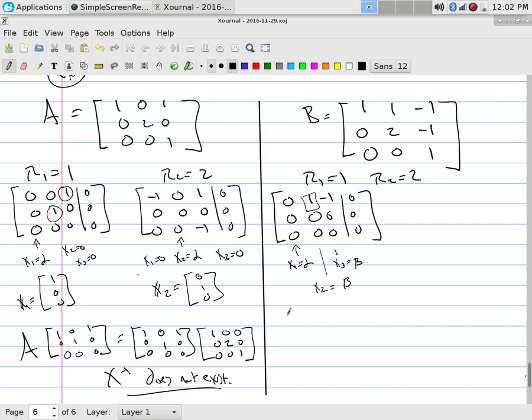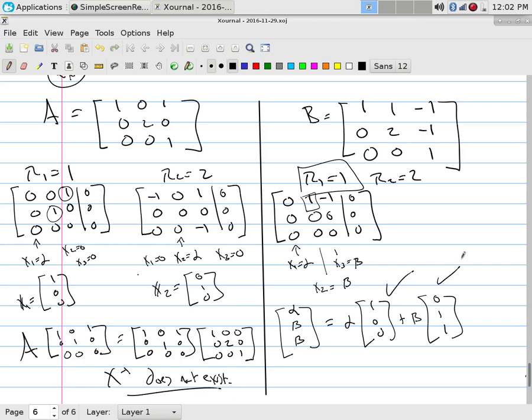So what do I get? I get alpha, beta, beta. But how do I write that? That's alpha times 1, 0, 0 plus beta times 0, 1, 1. How many vectors does this guy have? 2. So the first time it occurs, we would pick the first. The second time it occurs, I'd pick the second.